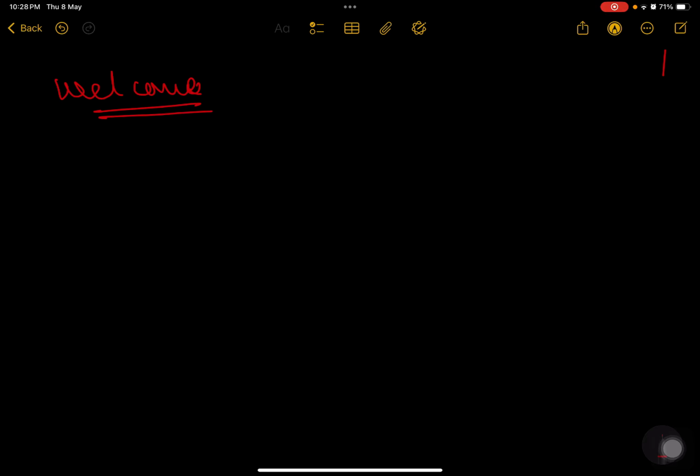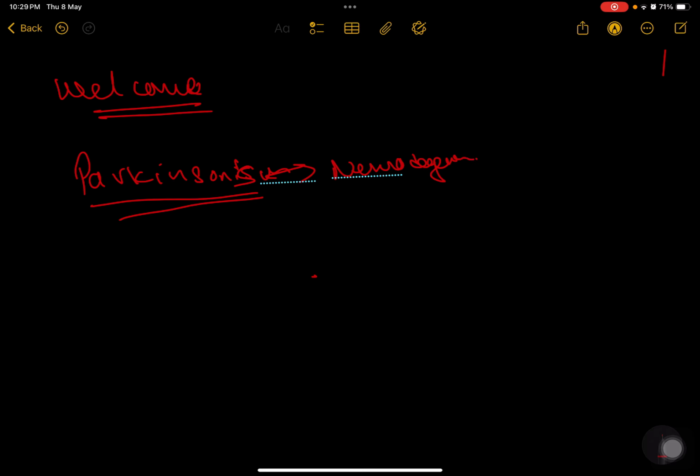Today's topic of discussion is Parkinson's disease. Parkinson's disease is a very important disease. It is a disease of old age. It's a neurodegenerative condition that involves the progressive depletion of the dopaminergic neurons in the basal ganglia.